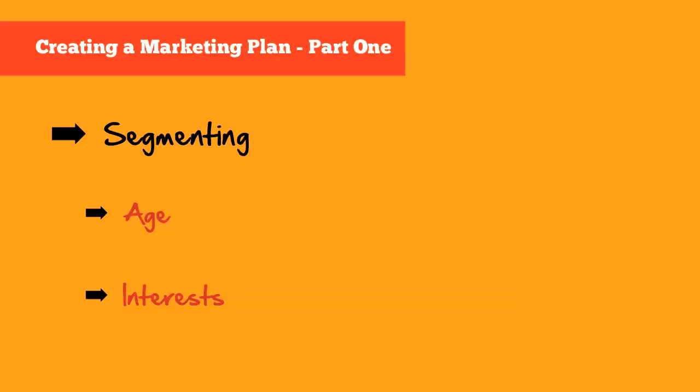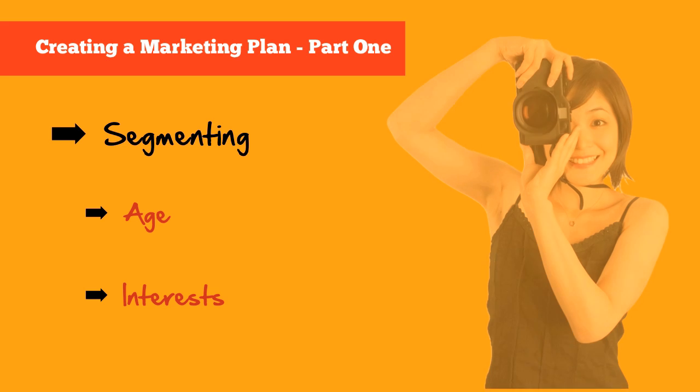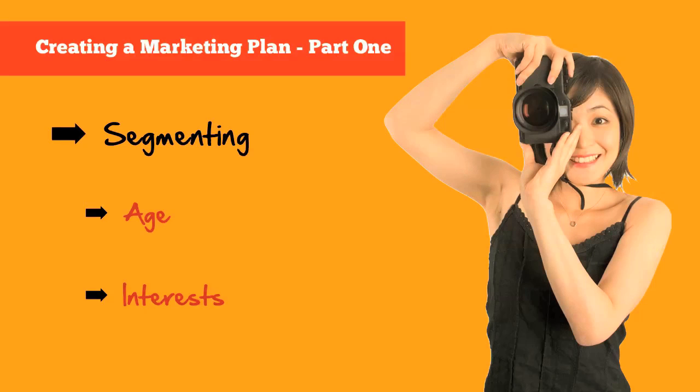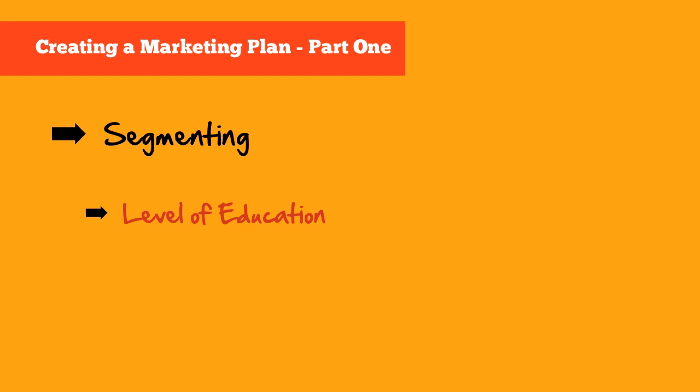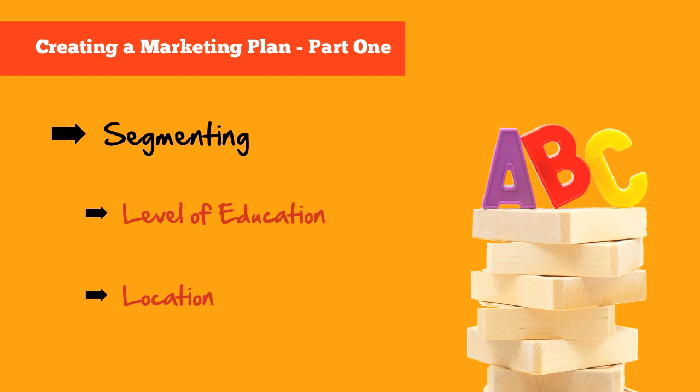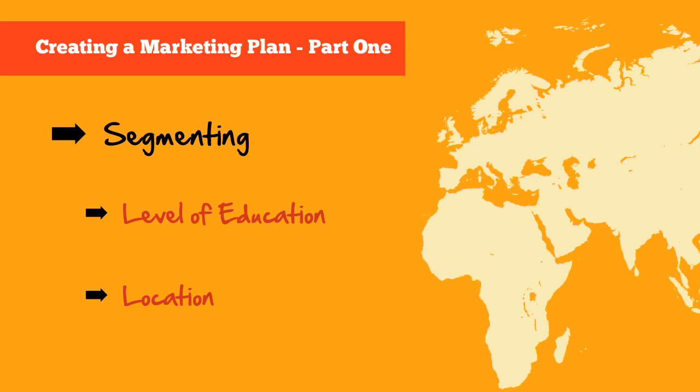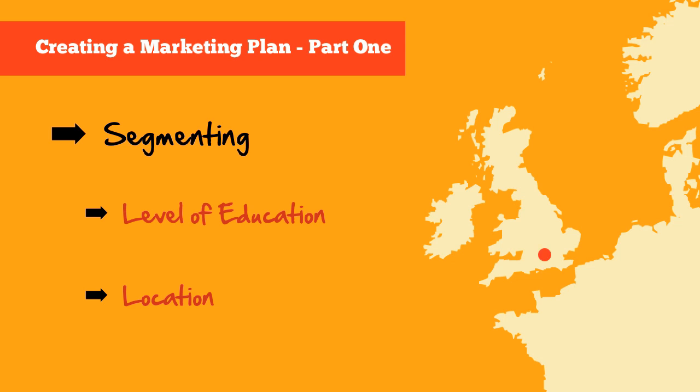Interests, will people with specific interests be more drawn to what you can offer? Level of education, what type of people will be most likely to buy your products, those with higher or lower standards of education? Location, is there any relationship between where people live and whether they buy your product or use your service? If so, how can this knowledge help you to reach them?